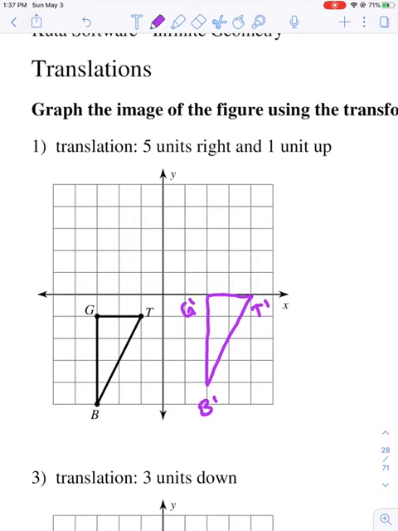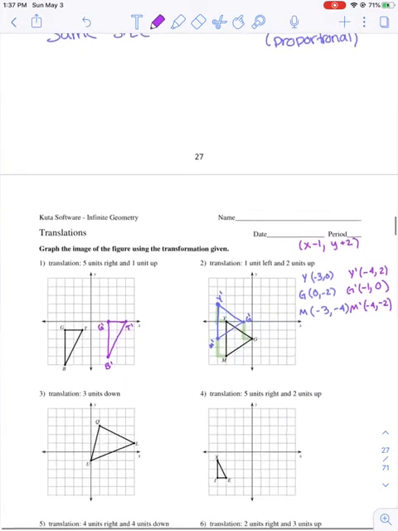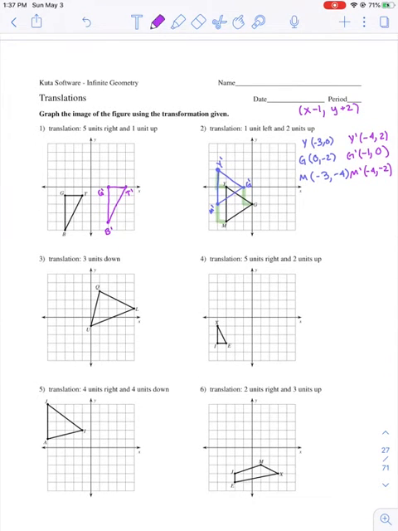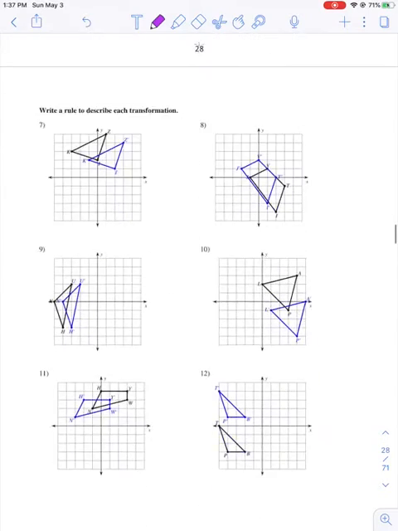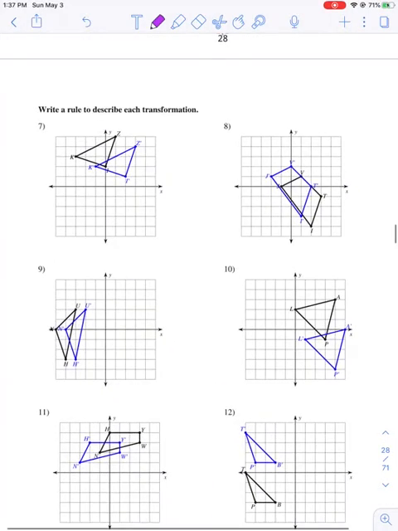Now I need to move it all 1 unit up. So I'm looking at T prime. I want to get T prime 1 up. And there we go. So G prime is here, T prime is here, B prime is there. And I could have used other strategies as well. I just wanted to show you guys that. So that's how to do a page like this. They're all pretty much exactly the same.